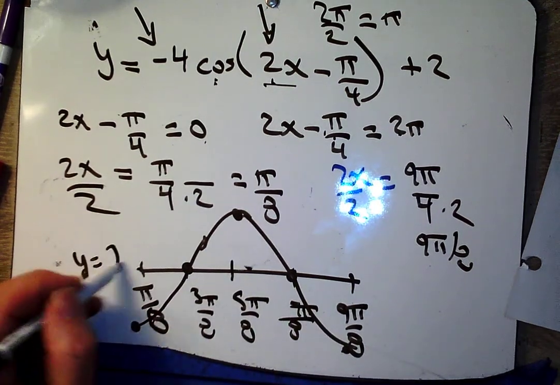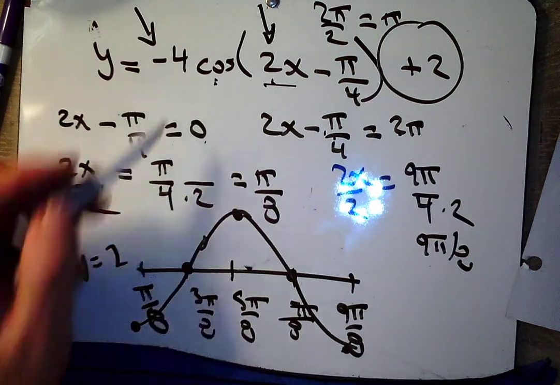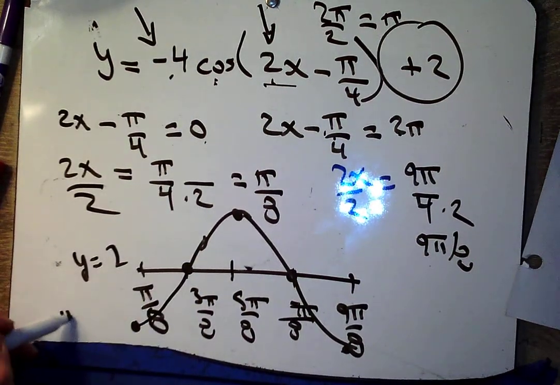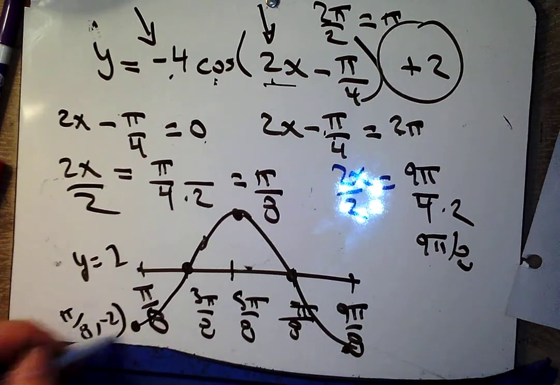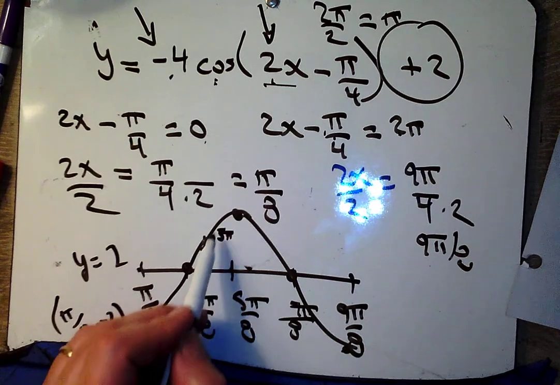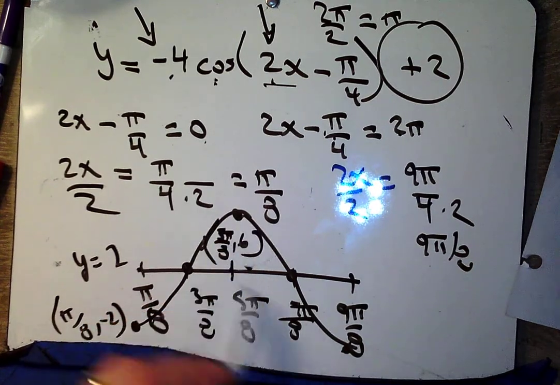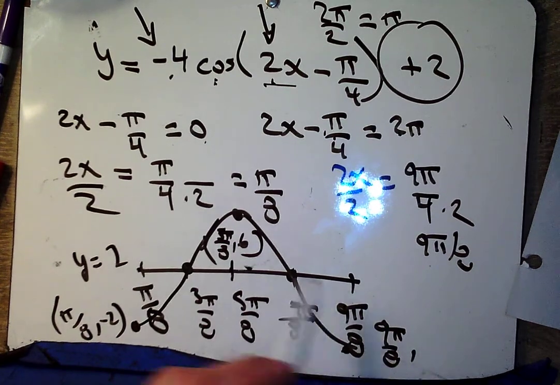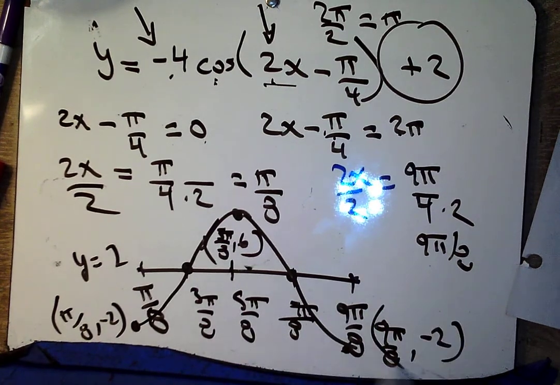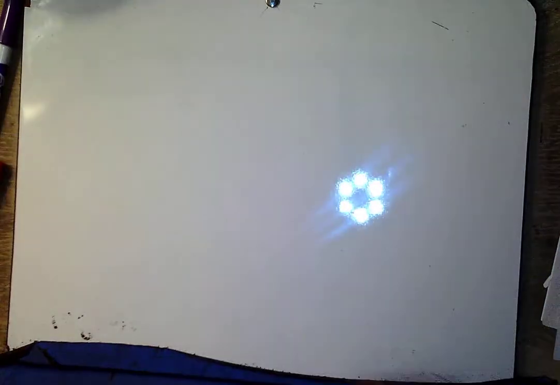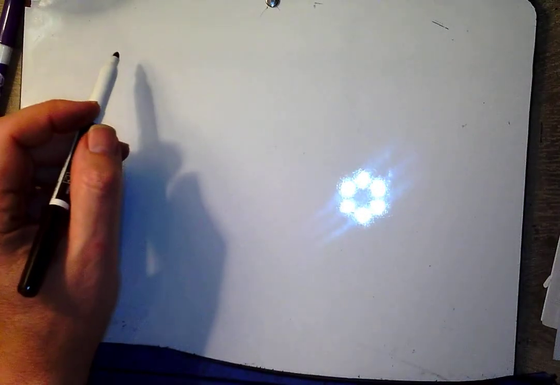Our sinusoidal axis is 2, and our amplitude is 4. So 2 minus 4 is negative 2. And 2 plus 4 is 6. And here at 9 pi over 8, 2 minus 4, negative 2. There you go. You know, I hope this is starting to feel quicker for you. I hope it's not just suffer, suffer, suffer.